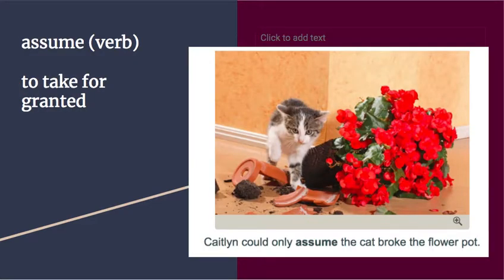Okay, our first word is assume. It is a verb, and it means to take for granted. And in our picture, we have a little kitty that looks kind of guilty, and Caitlin could only assume the cat broke the flower pot. Pretty good assumption.